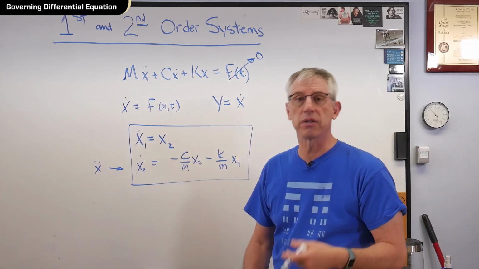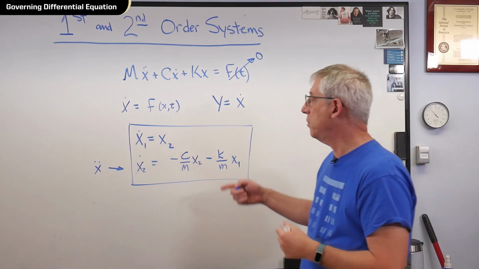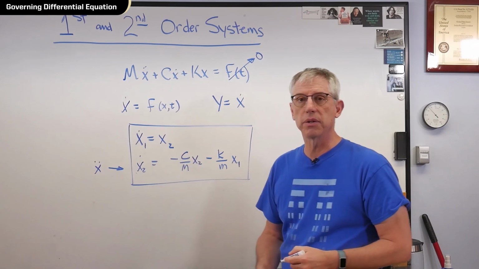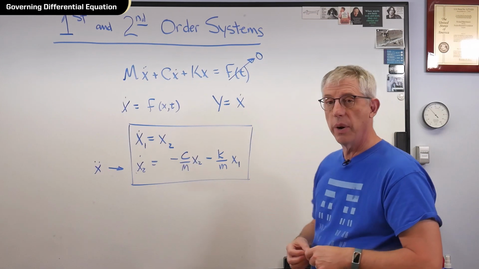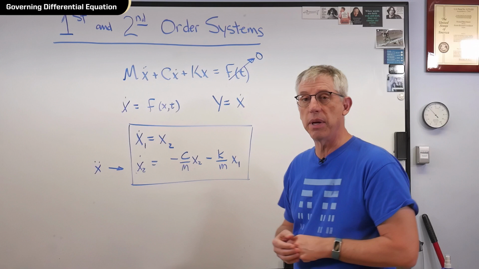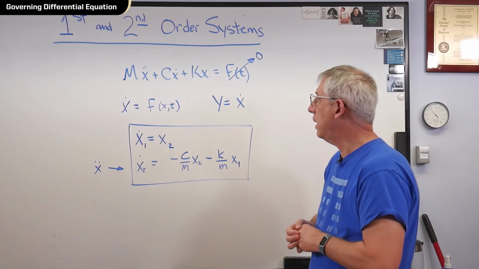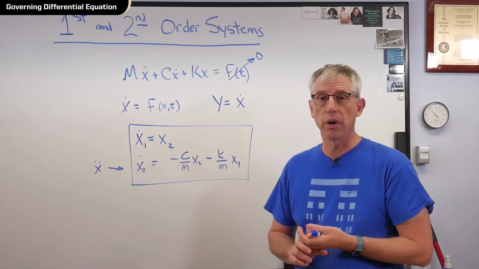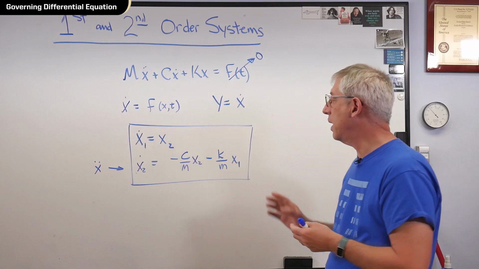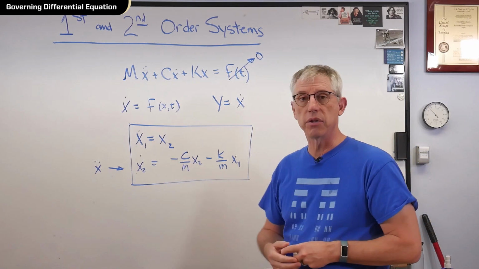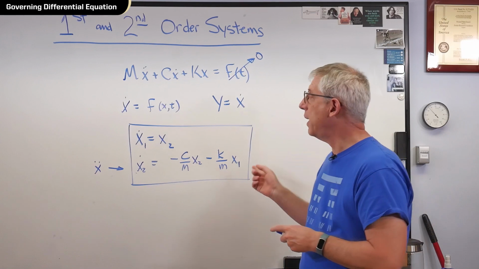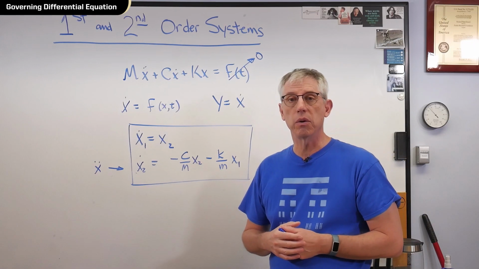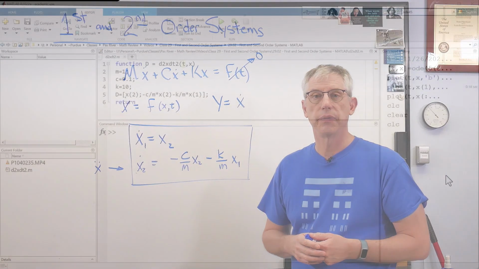So I'm going to have x sub 1, x sub 2. It's going to be a vector of variables. So that's the equation that I'm going to type into MATLAB. And I'm going to use the same values of m, c, and k that we had before. And I'm going to solve it over the same time span of 0 to 20 seconds. Okay? With that in mind, let's go to my computer and see how this works.